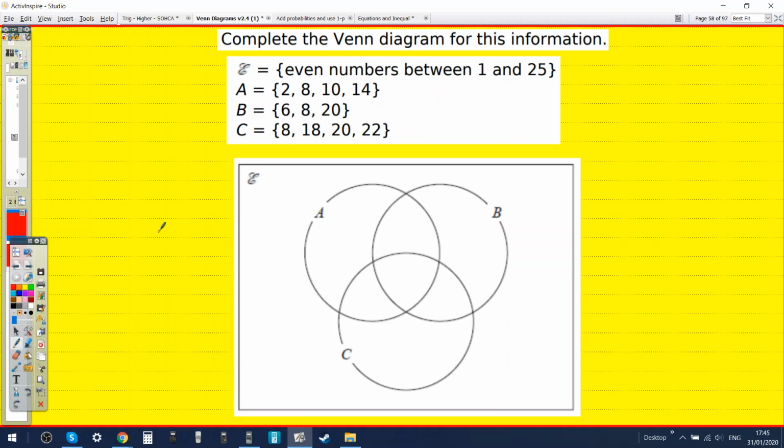So 2, 10 and 14 in A. What I recommend is start from the very center, work your way out. Okay. And there's nothing in the center. Yeah, you're right, there's not. There's 8 in both A and B, and 20 in B and C. So there's 8 in both A and B. Yes. Okay. And 20 in both B and C.